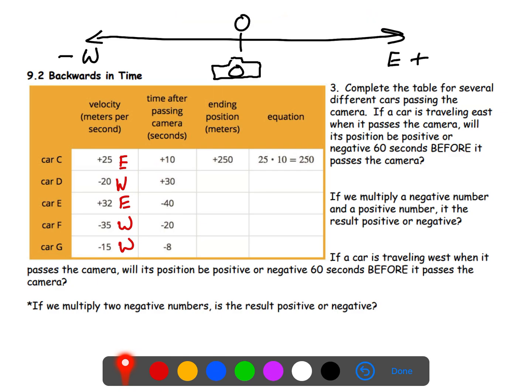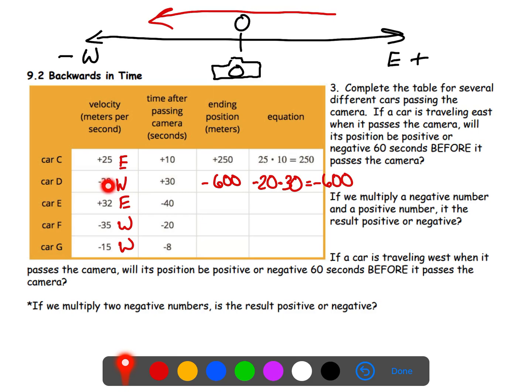Now, let's look at car D. This car has a negative velocity, which all that means is the car is traveling west. Now, the negative velocity happens for 30 seconds, 30 seconds past the time that it passed the camera. If we multiply those two, because that's what we did to solve this, we would take negative 20 times the time, 30, and get negative 600. And that was very similar to what we did yesterday in the examples, where we had a negative and a positive factor, and it gave us a negative product.